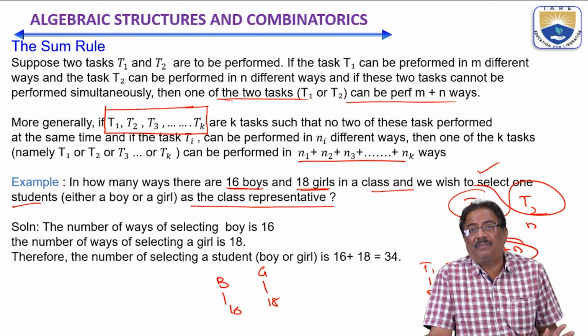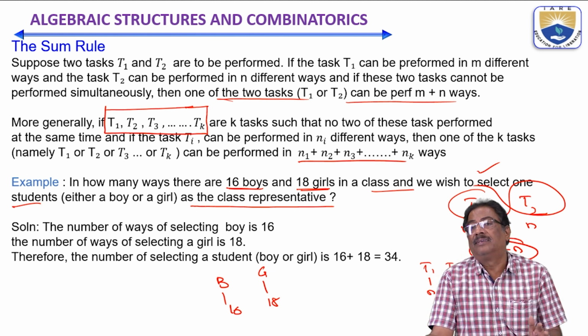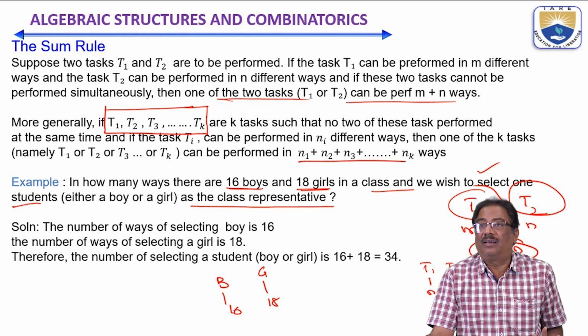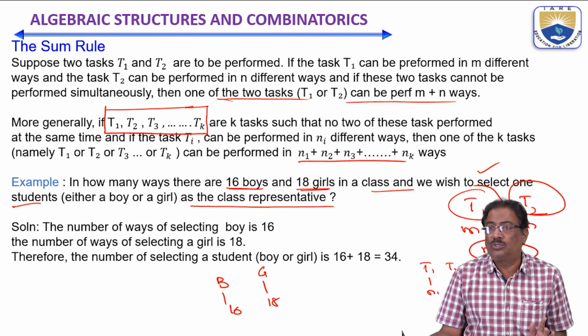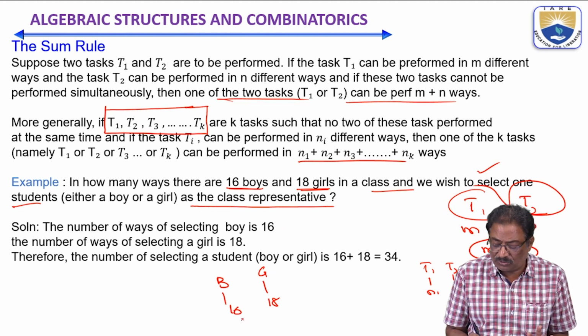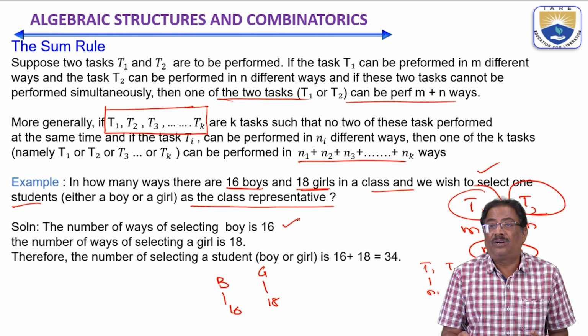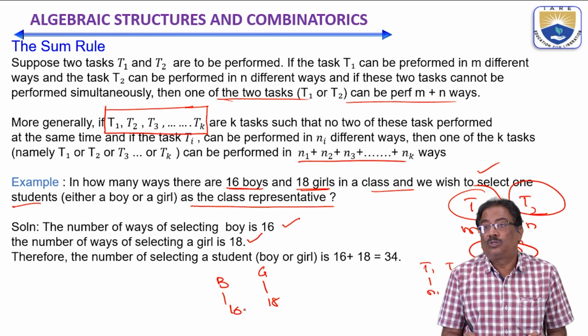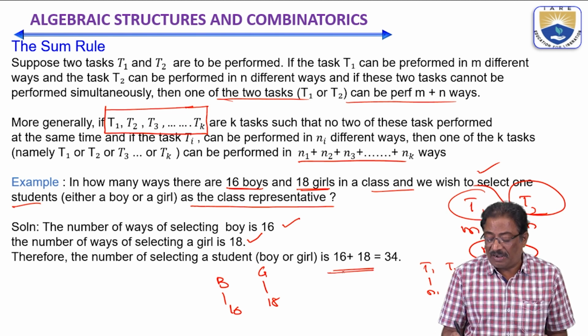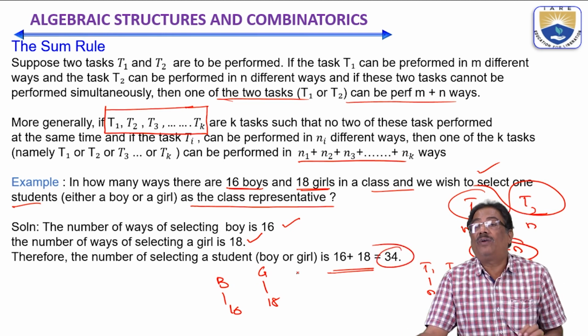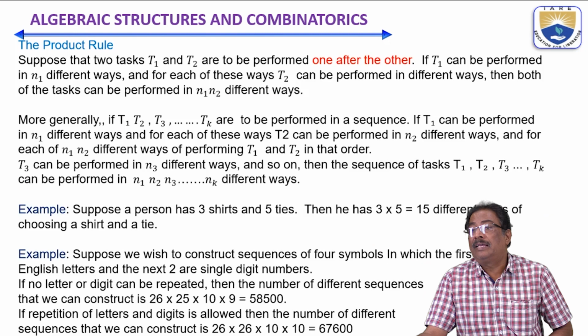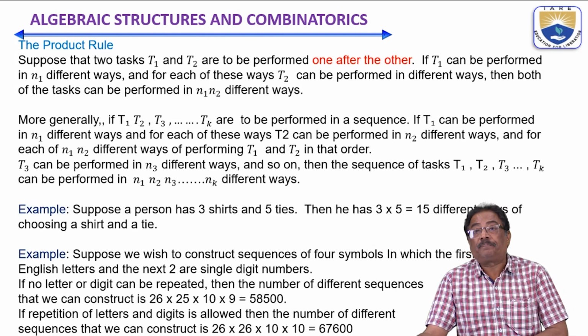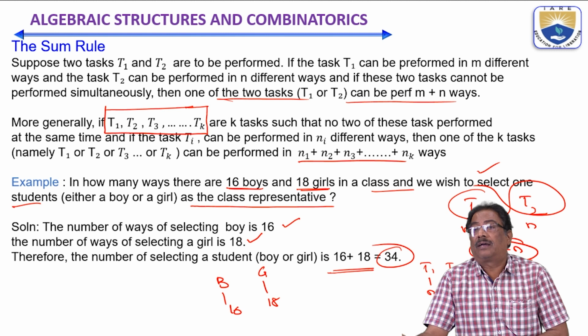Selecting a class representative may be either a boy or a girl. So in such a case, we are going to use the sum rule. How many possible ways are there to select a boy? 16 possible ways. And to select a girl, 18 possible ways. To select any one of these, we just add m plus n ways. So 16 plus 18, that is nothing but 34 ways we can select a class representative who is either a boy or a girl.